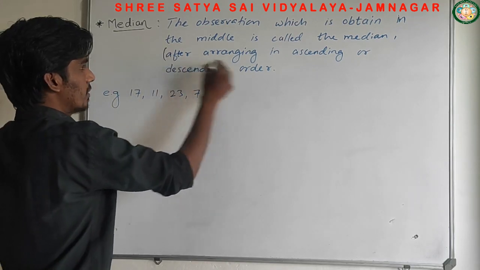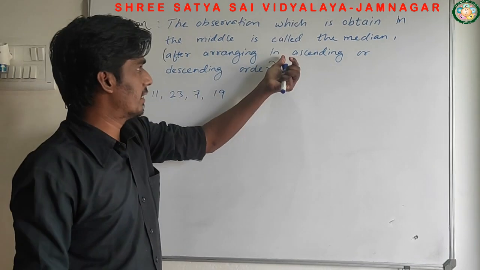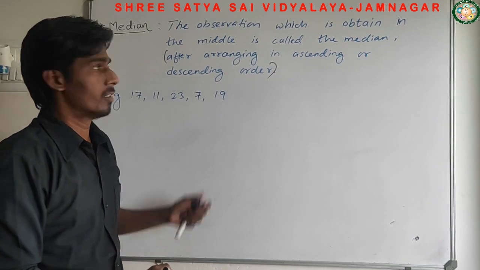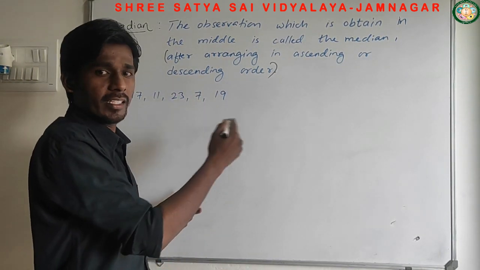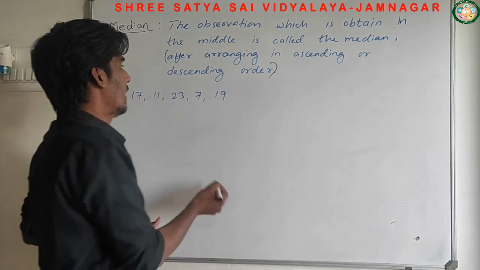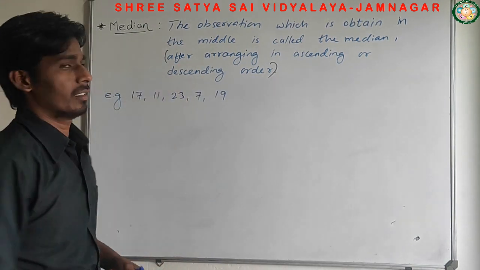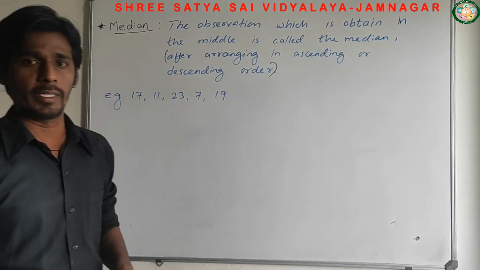This is the important part: after arranging it in ascending or descending order, whatever observation or data we collect, we have to arrange either in ascending or descending. Then we can find out the median. Let's take an example for ungrouped data.